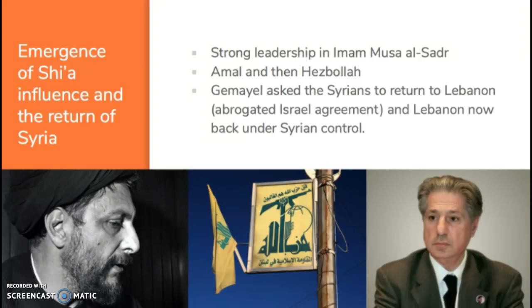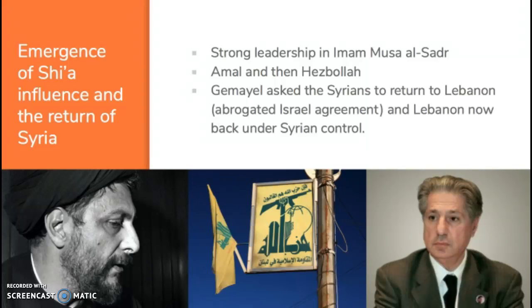A couple of new groups form. Amal is formed first of all in the early 1970s and will be superseded by Hezbollah in the early 1980s. And by the mid-1980s, Hezbollah is probably stronger than the Lebanese army, and the Shiites will also take over West Beirut at this time.